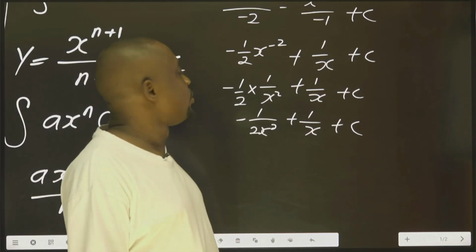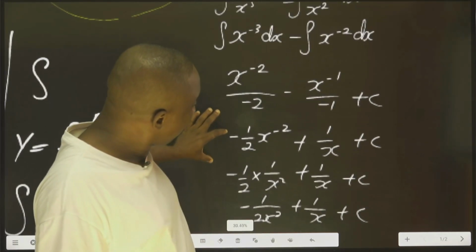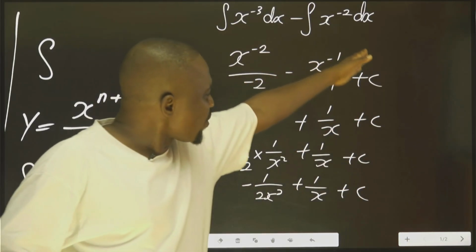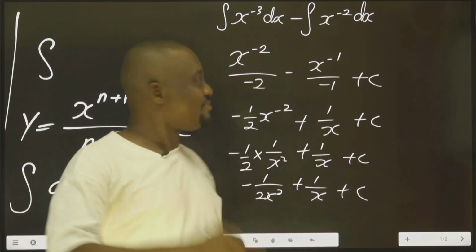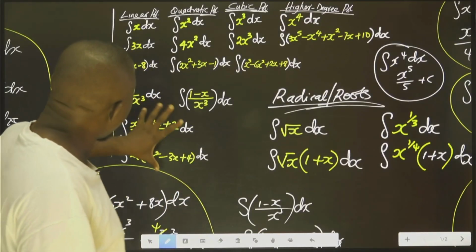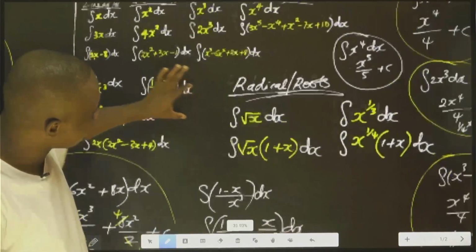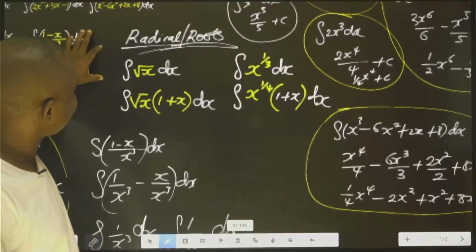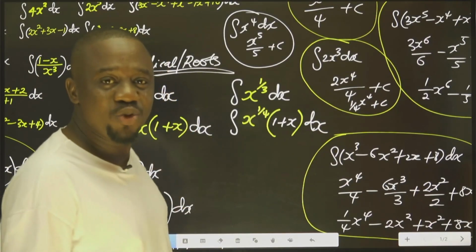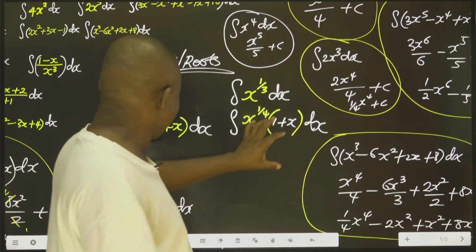Okay? So, as I said, don't forget to put the constant. You can put k, and all this one you are seeing, they are cap letter C. Okay? So we have cleared everything here now. What is remaining now is for radicals. Radicals. For radicals, let's do the square root of x.